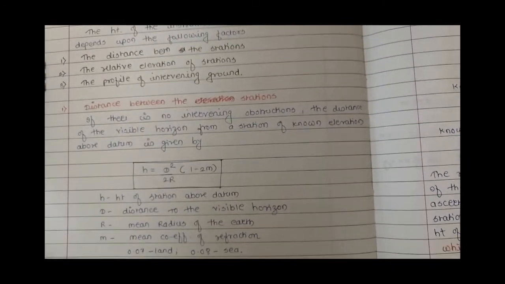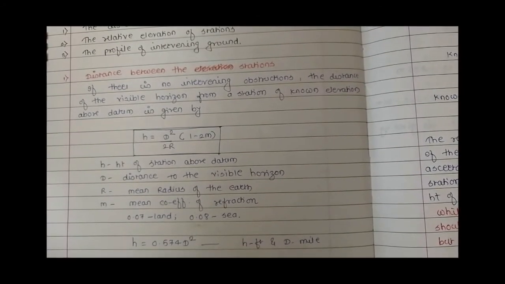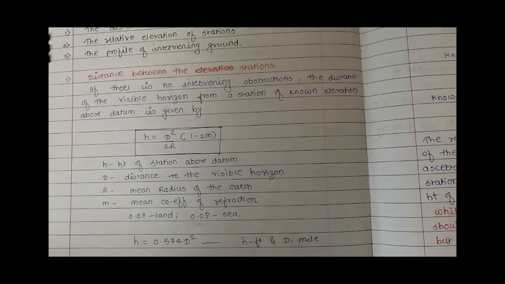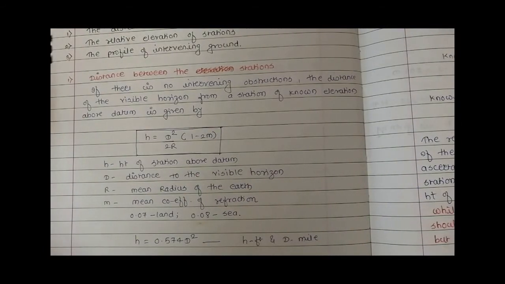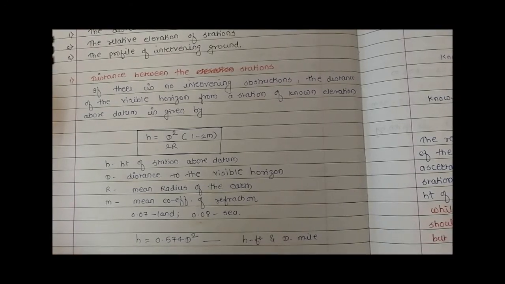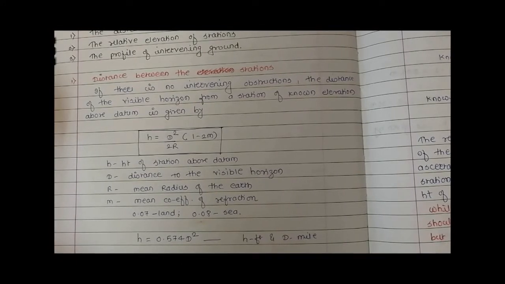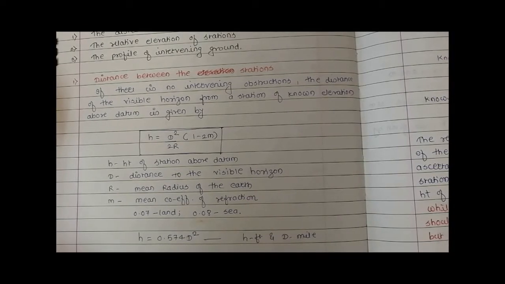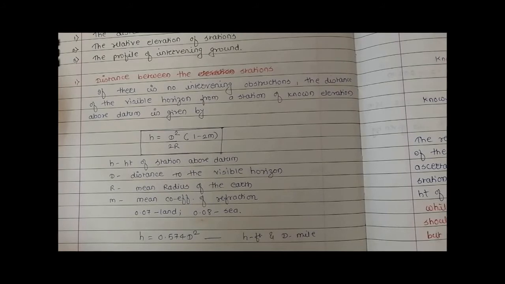So first is distance between the stations. The distance between the stations is with respect to the tangent point. Now let's see how to find that. There is one formula: h equals d square upon twice r into 1 minus 2m, where h is the height of the station above datum, d is the distance to the visible horizon, r is the mean radius of the earth, and m is the mean coefficient of refraction. The value of m is 0.07 for land and 0.08 for sea.